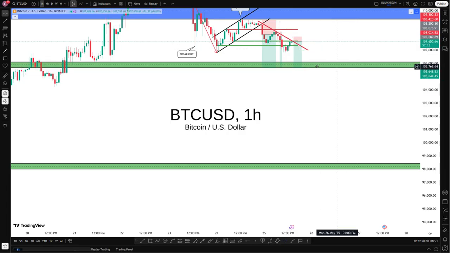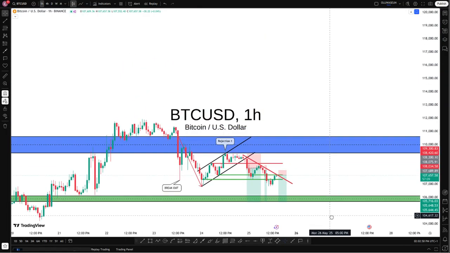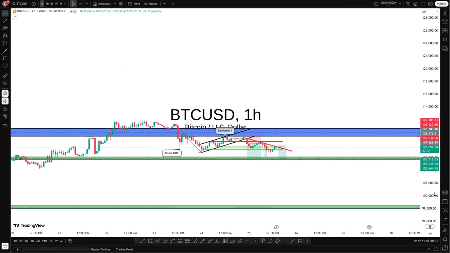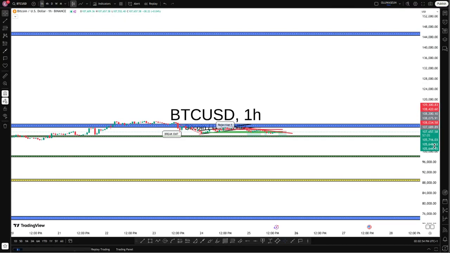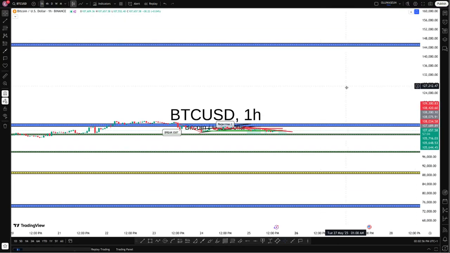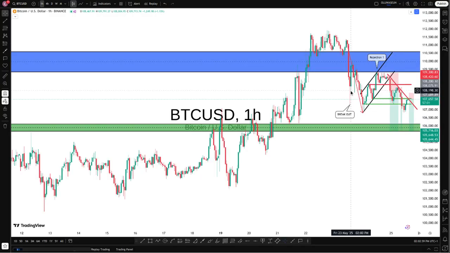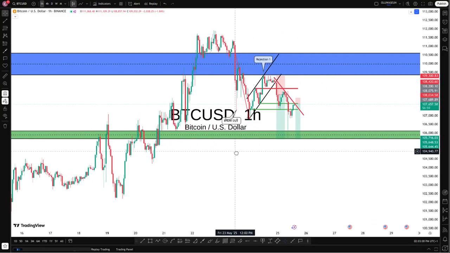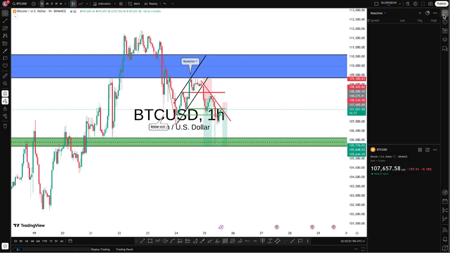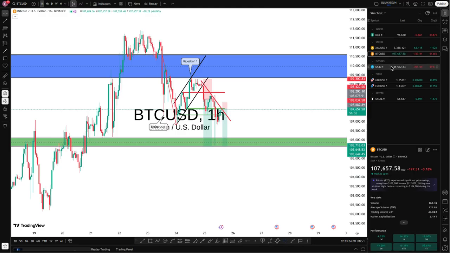But if price rejects this zone, then remember, we are aiming for 150. Yeah, this is where we are looking into. Okay, I think that's that on BTC. So I move on to the next one, which is, do I want to do US30 now?